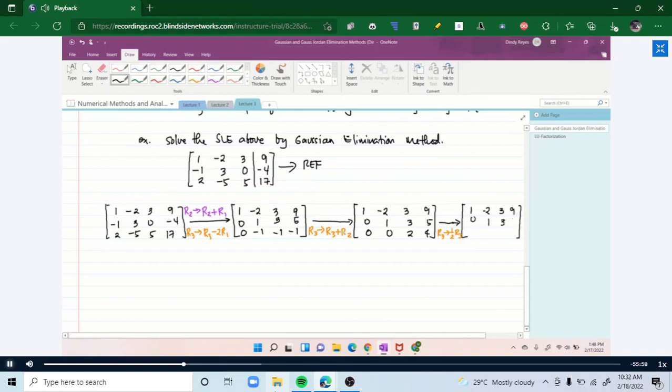And then 0, 1, 3, 5. And then multiplying row 3 by 1/2, we'll have 0, 0, 1, 2. Okay? Take note that from the start, this is the column of x sub 1, this is the column of x sub 2, x sub 3, and these are the constants, right? So it's the same thing in our last matrix.